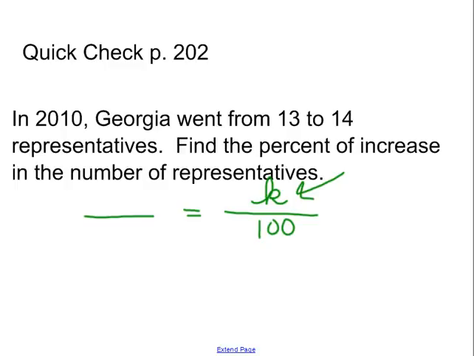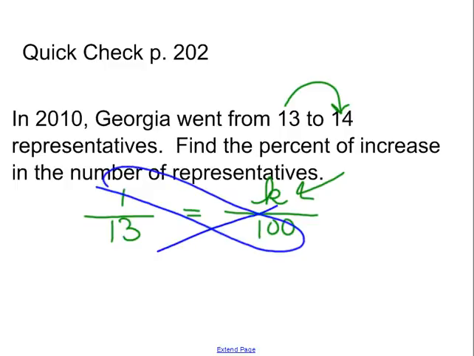Now we have to figure out the other side of the proportion. If you remember from the formula, we put the difference, or the increase or decrease, in the numerator. So we went from 13 to 14. The increase is 1. And in the denominator, we put what we started with, the original amount, which was 13. Now all we have to do is cross multiply and solve to find our percent.